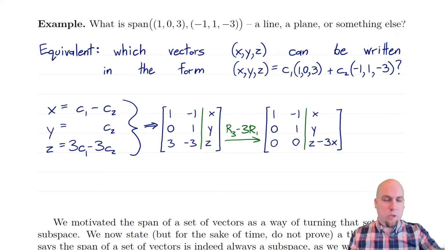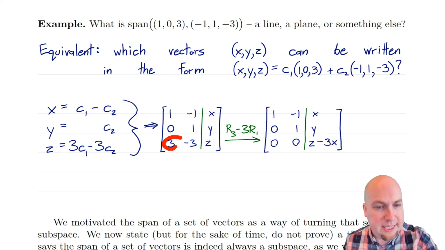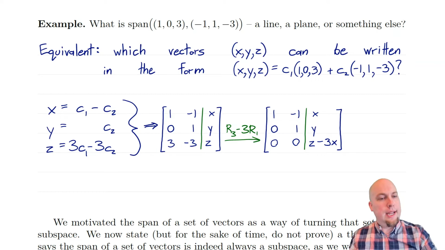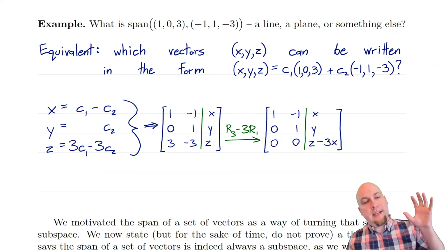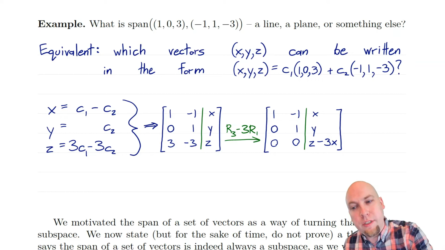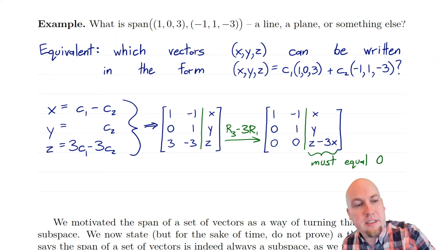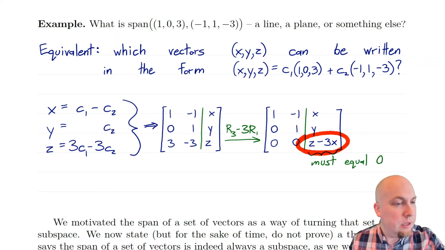To get it in row echelon form, we just need to zero out this entry down here and that one down there. And fortunately, just one row operation does it. If you do row 3 minus 3 row 1, then you're going to get this new bottom row down here. And then we're asking, when does this linear system have a solution? Well, for that linear system to have a solution, we need this quantity down here in the bottom right corner.